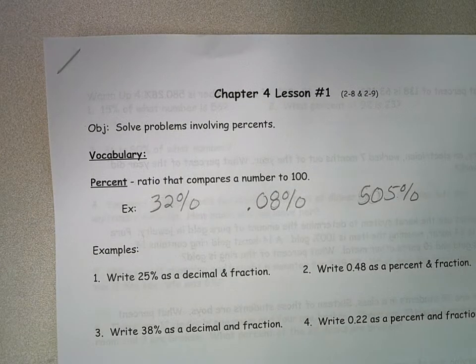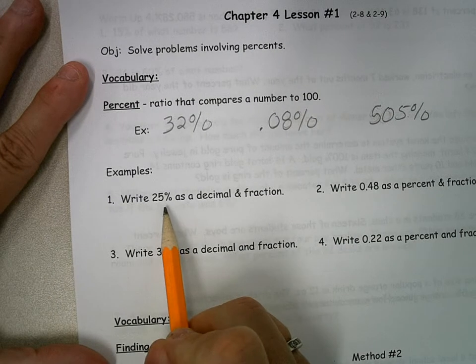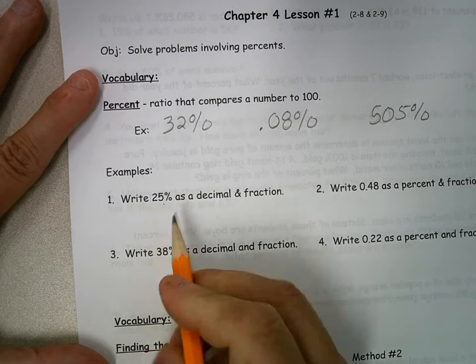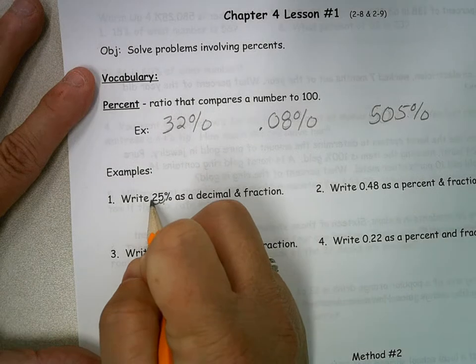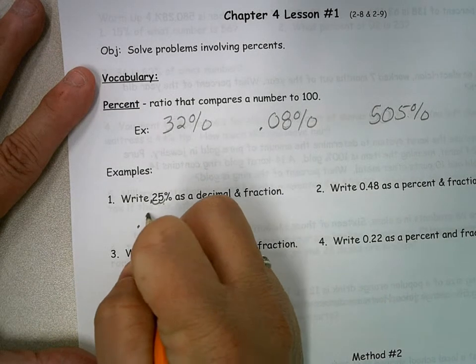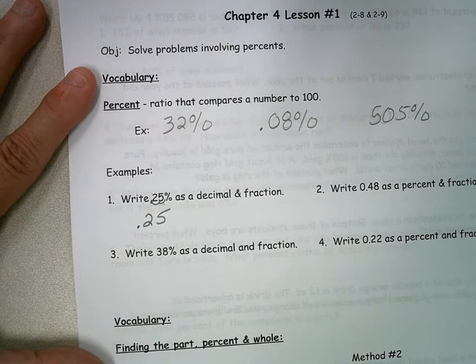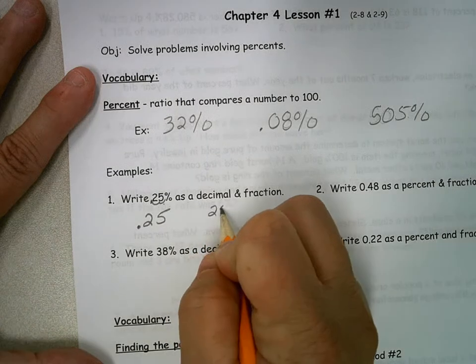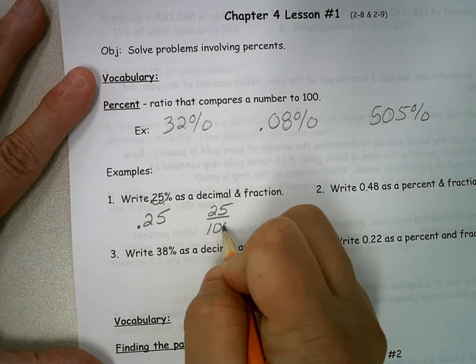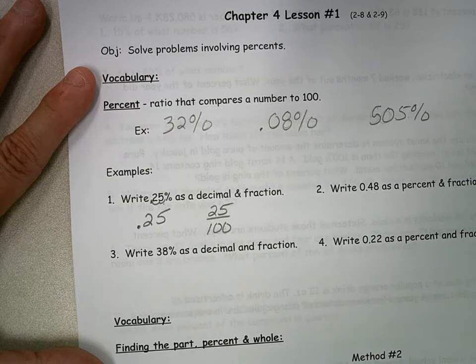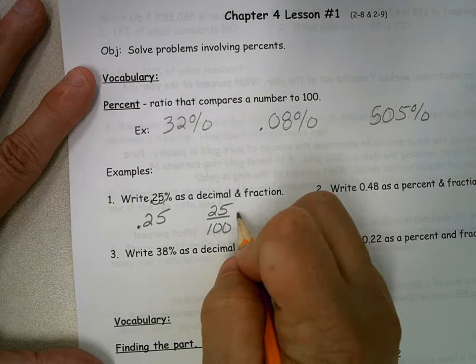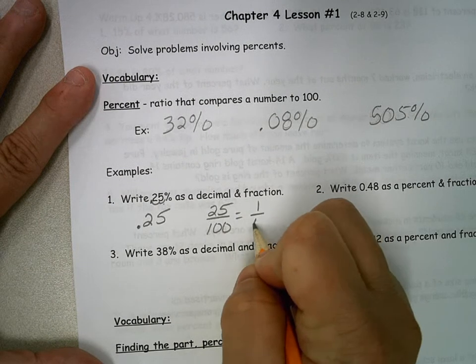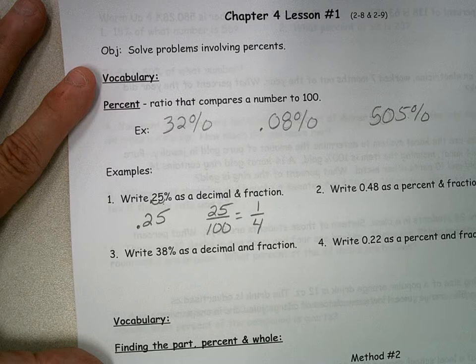The first thing you will be asked to do is change from fractions to decimals to percents. So changing this percent into a decimal, you will just move your decimal point 2 places to the left, and the decimal will be 0.25. Changing that into a fraction, you do 25 over 100, and then you always need to reduce your fractions. 25 over 100, those can both be divided by 25, and that will reduce to 1/4.